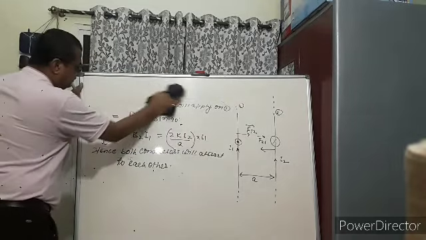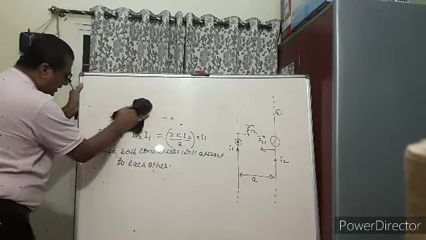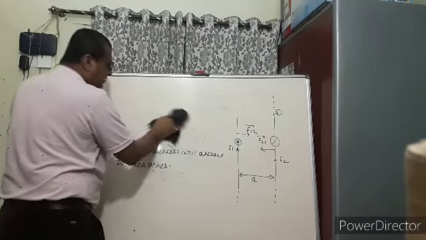Case 2, when current flowing through the conductors is anti-parallel.